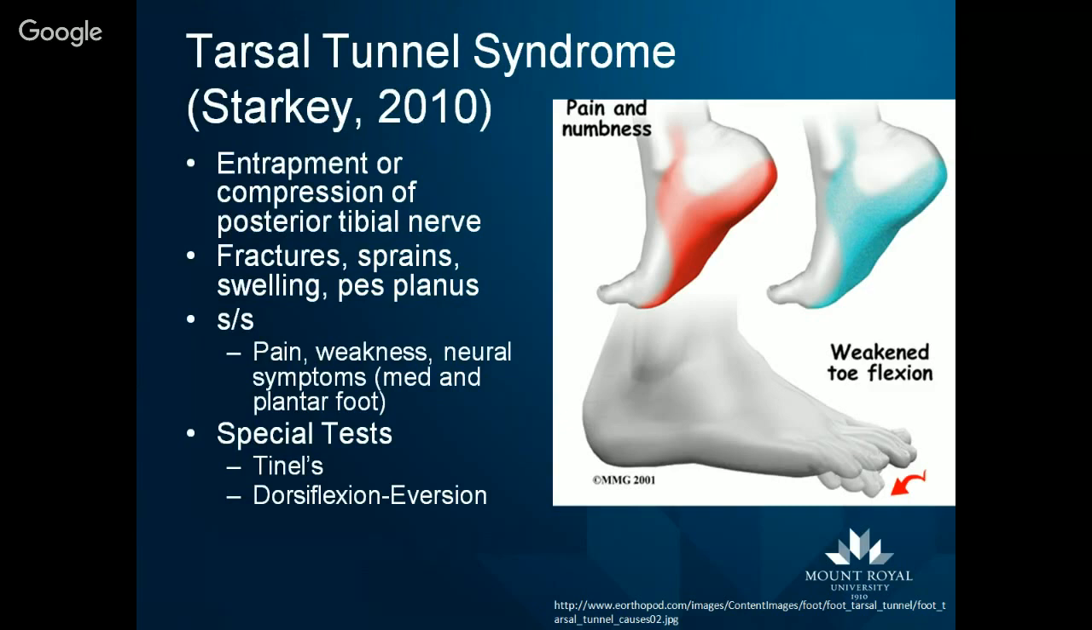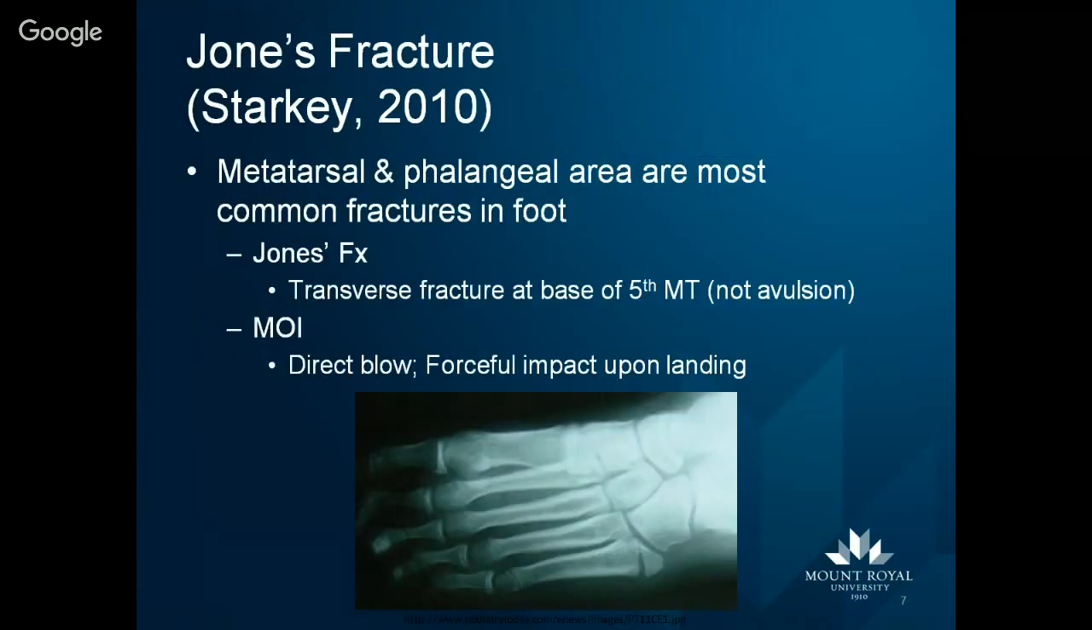The next few clinical presentations deal with fractures. The first fracture is called a Jones fracture. A Jones fracture is a transverse fracture at the base of the fifth metatarsal. Here's a picture or radiograph of a Jones fracture. It results from a direct blow or forceful impact upon landing.